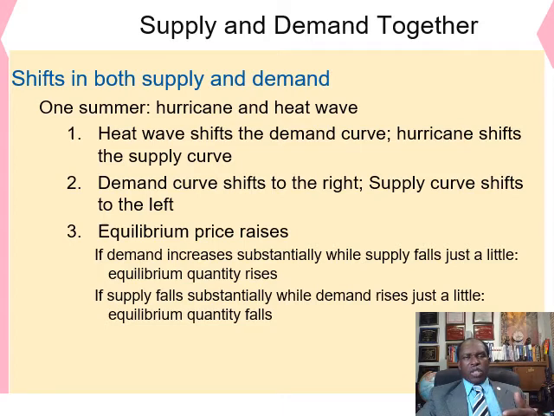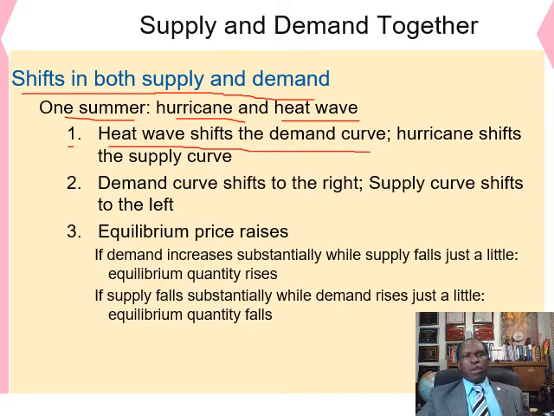Now let's talk about the shift in both supply and demand. For instance, one summer there is a hurricane and heat wave. So let's use the three steps to analyze the change in the equilibrium. The first step, the heat wave shifts the demand curve, the hurricane shifts the supply curve. Second, the demand curve will shift to the right because with the heat wave, more people want to buy ice cream, so demand for ice cream will increase and shift to the right.